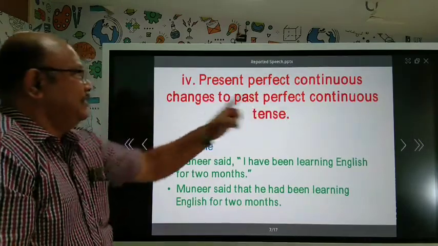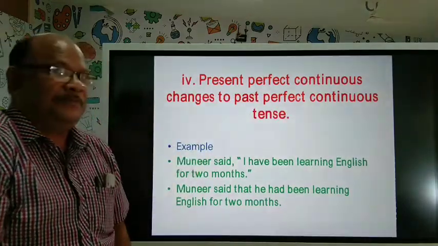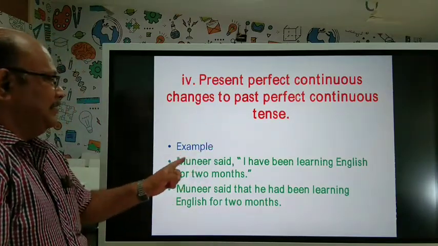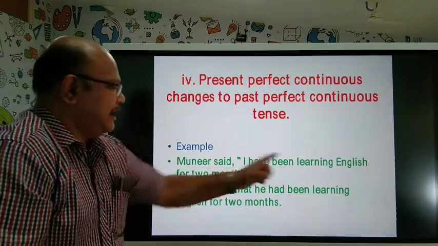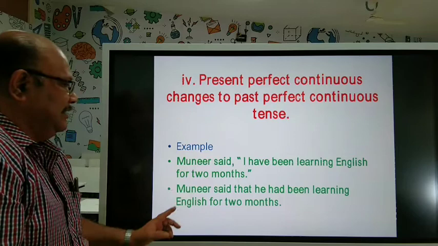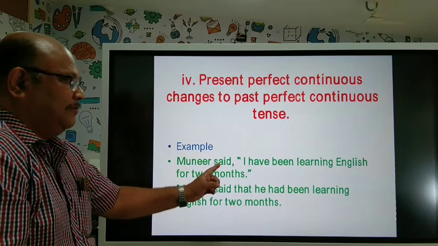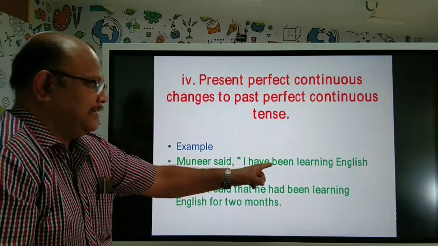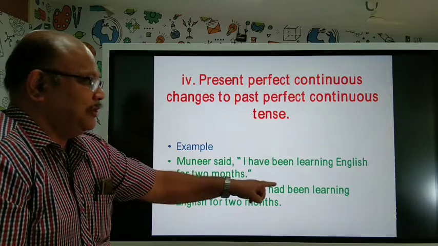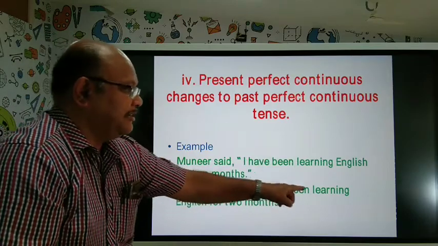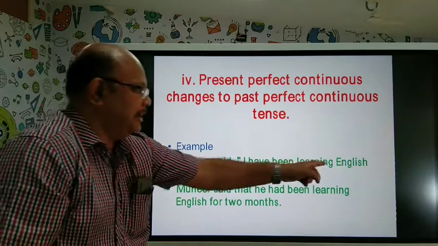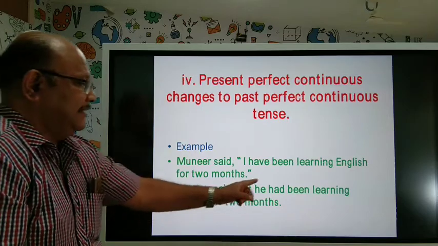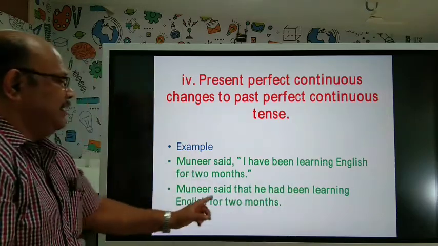Present perfect continuous changes to past perfect continuous tense. So this is the last tense form in the present tense. Munir said, "I have been learning English for 2 months." Here the reporting verb said is in the past tense. Therefore, the tense of the reported speech, present perfect continuous, changes to the corresponding past tense, past perfect continuous. In that discussion, Munir said that he had been learning English for 2 months.